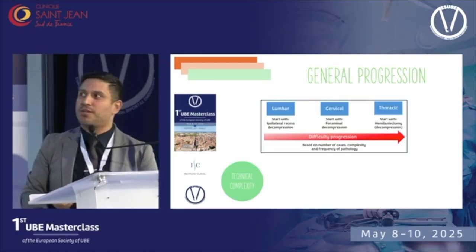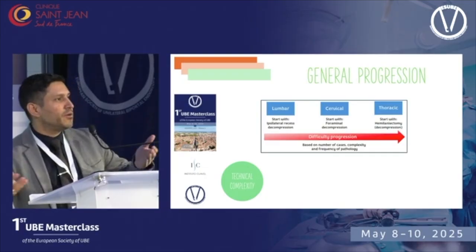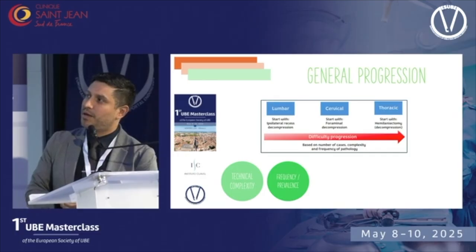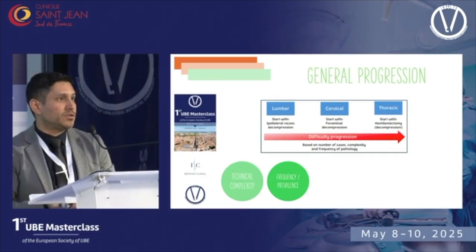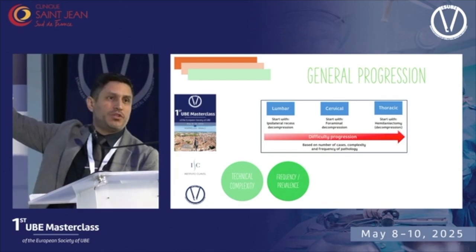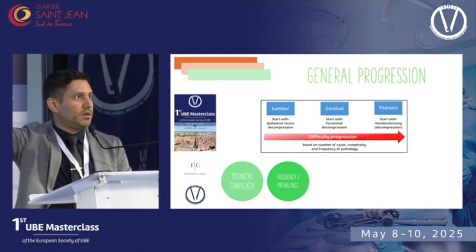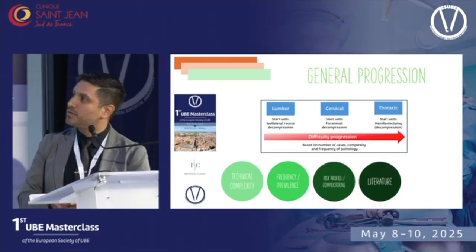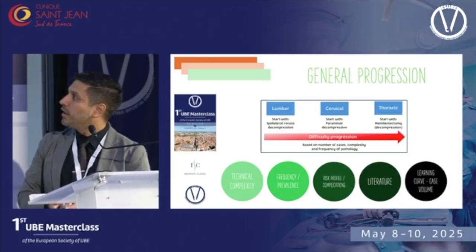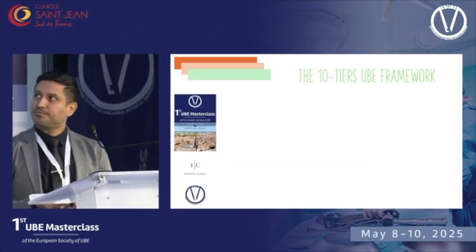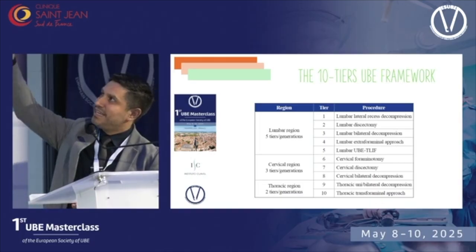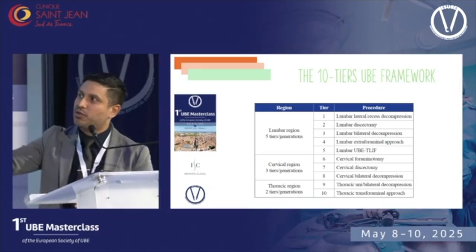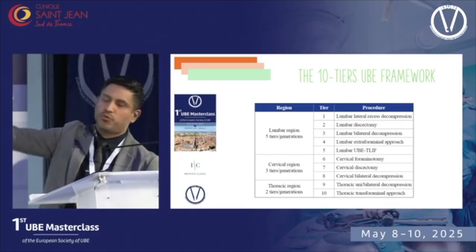This is not something that I invented out of thin air, okay? It has a background. It is about technical complexity, frequency and prevalence of the cases. Of course, we agree that thoracic procedures are not that common compared with lumbar procedures. Then risk profile and complications, literature, and learning curve and case volume. So this is the 10-tiered UBE journey, okay? This should be your journey in order to go from a beginner to a real master.